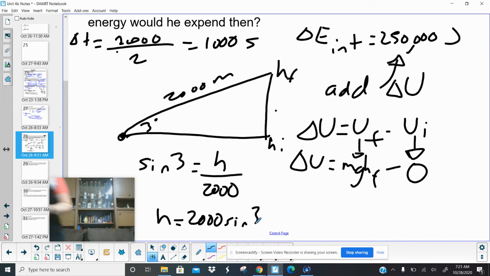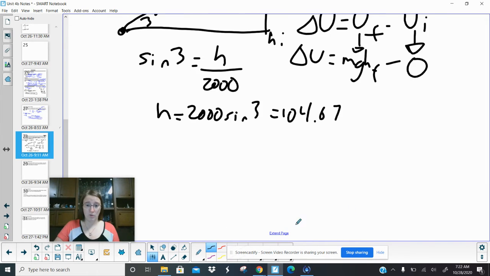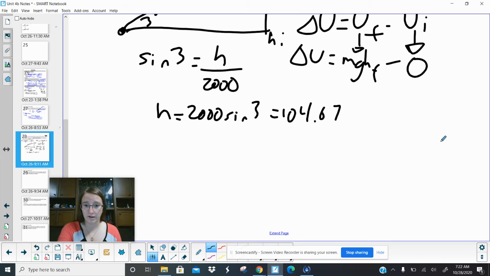Okay, you should get 104.67. So this is the height we're climbing to. So again, we're going to have to overcome all that potential energy. I'm going to drop this down. Our change in U is, again, U final minus U initial, but it ends up just being U final.